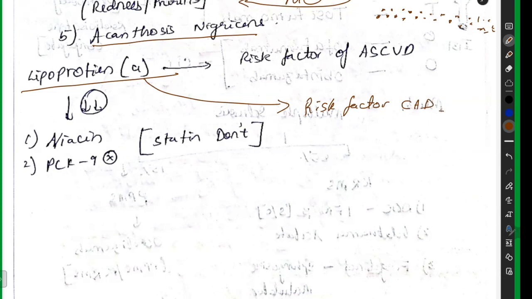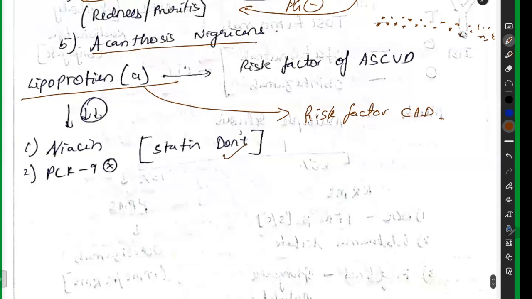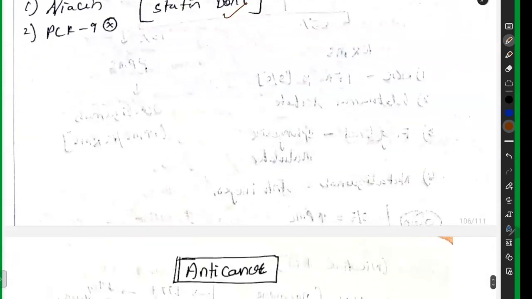So this is a very important risk factor for coronary artery disease. What is the drug you are going to give? Here we will not give a statin. Instead, we will be giving niacin and a PCSK9 inhibitor. We will go for the PCSK9 inhibitor. I'll give you a last moment for revision.